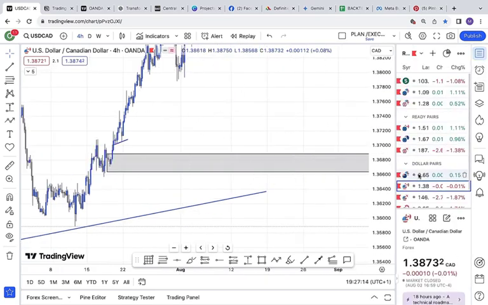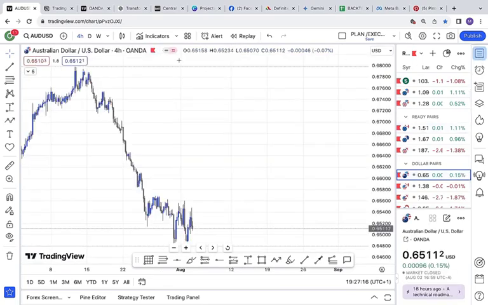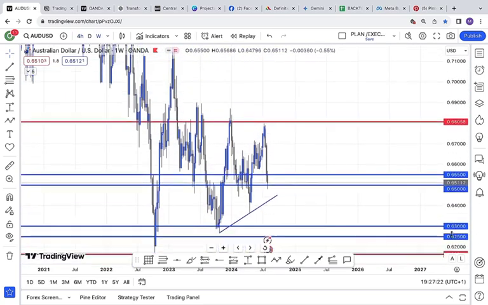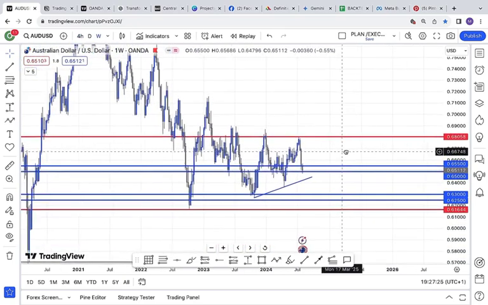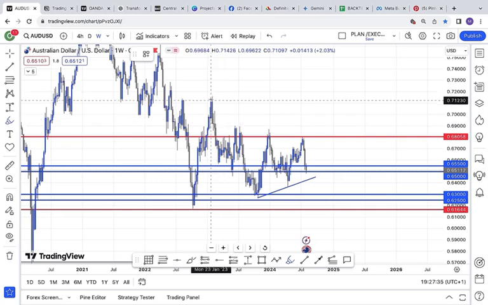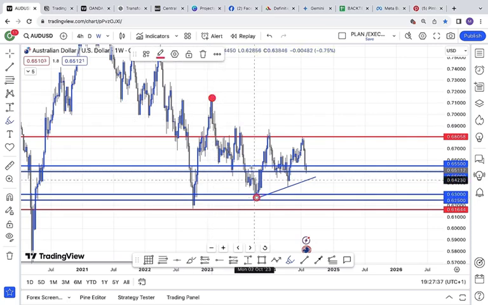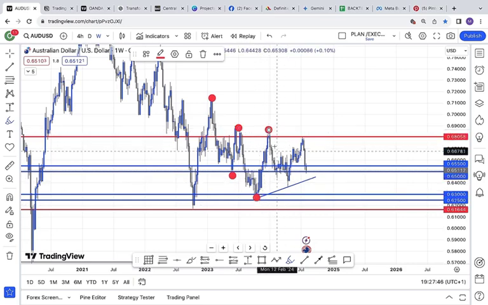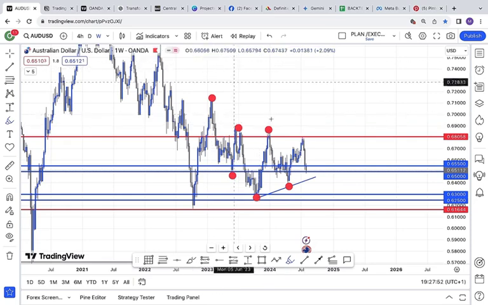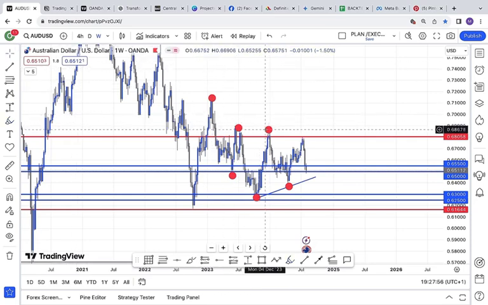Moving forward, let's dive into AUD USD. AUD USD has been an interesting pair. This pair is a risk asset. So starting off from the weekly time frame, we can see that price has been ranging. If you look from this high to this low, that produces a higher low, then a lower high, then a higher low, then a lower high. So on the weekly time frame, you will notice that price has been on a bullish trend.